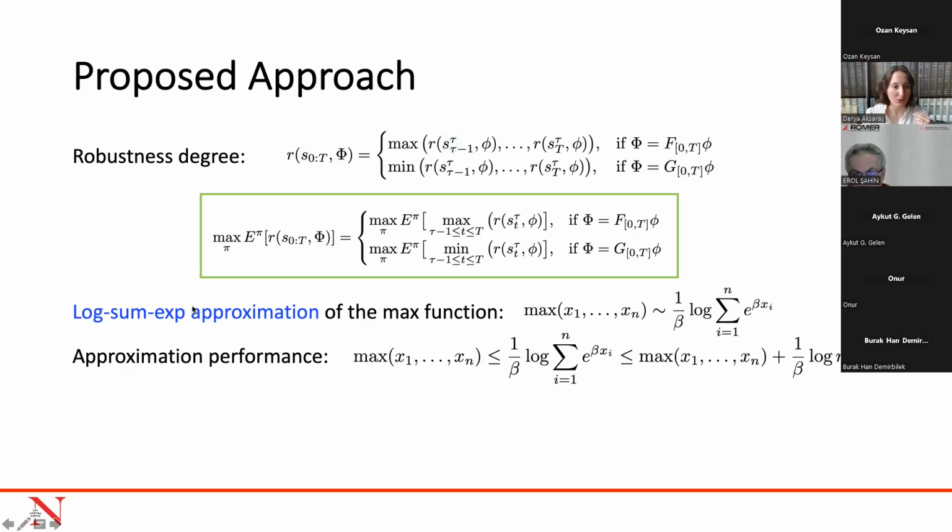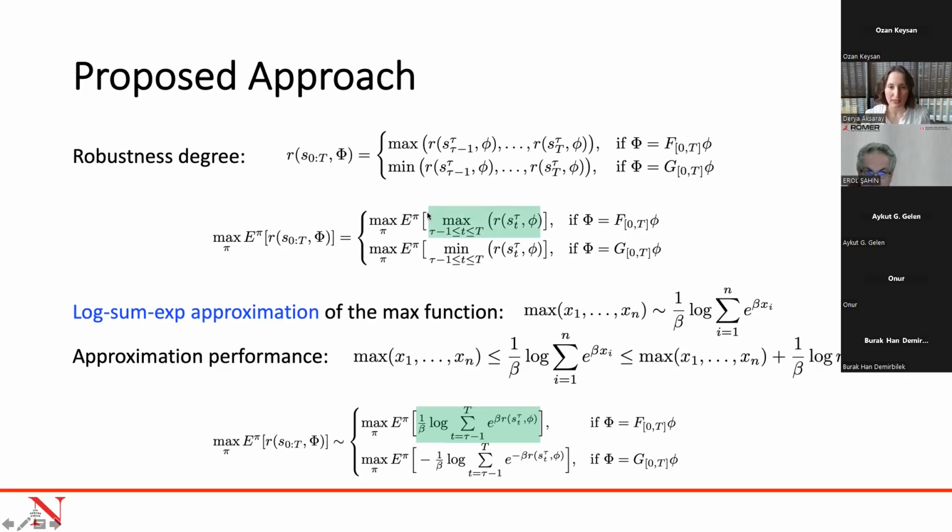Now, in the literature, there's this really nice approximation of the maximum function, which is the log-sum-exp approximation. A maximum function can be approximated by this expression. The nice thing is there are also theoretical bounds on how well this expression approximates the maximum function. As you see here, the approximation is always an over-approximation, so it's lower bounded by the actual max, with some over-approximation bound. But if you choose these parameters properly, this approximation can be as close as you like to the maximum function.